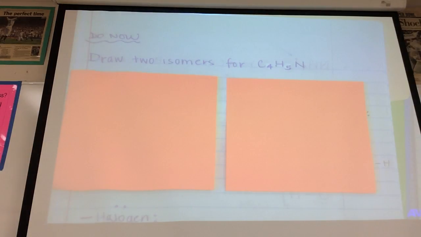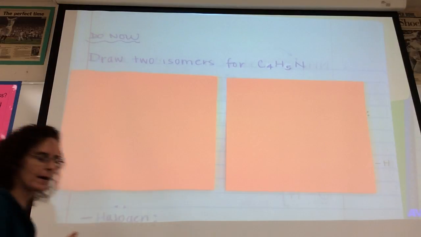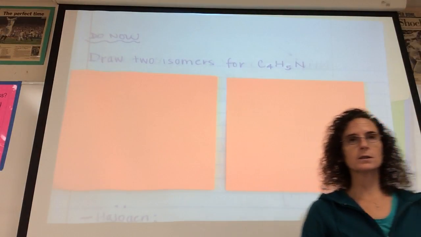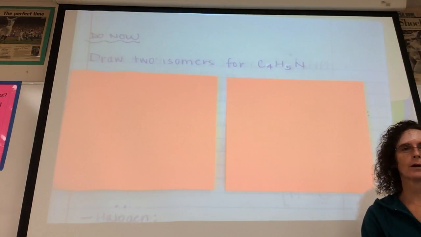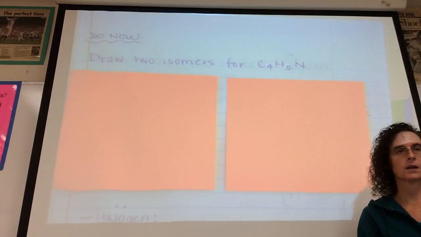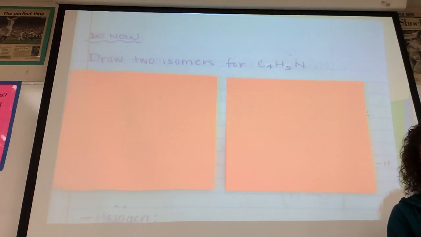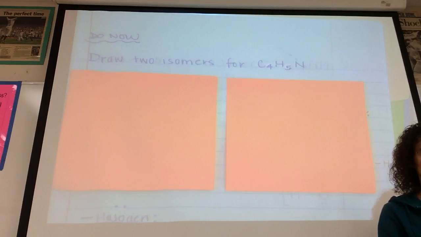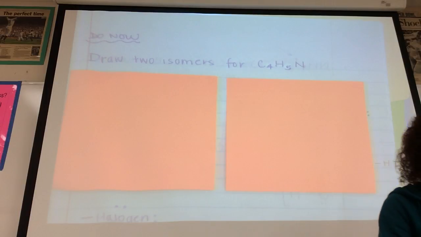Okay, so your do now was to draw two isomers for C4H5N. And there are more than two, but you only need to draw two on the quiz. When I grade your quiz, I look for certain things. Does carbon have 4 bonds? Is hydrogen always a terminal atom? Does nitrogen or phosphorus have 3 bonds, 1 lone pair? So these are things I'm looking for.